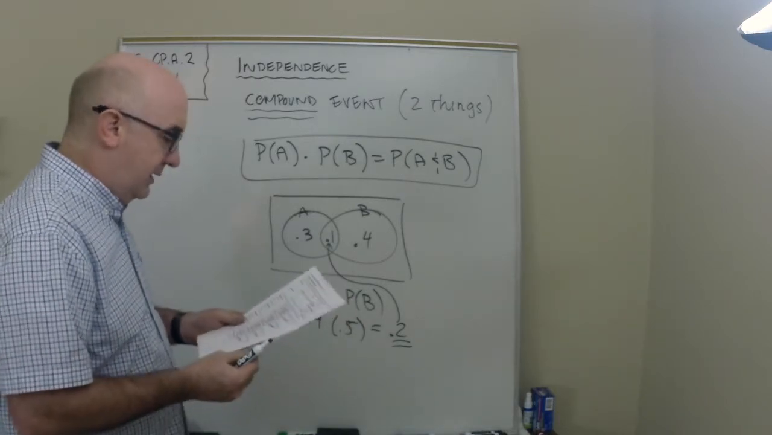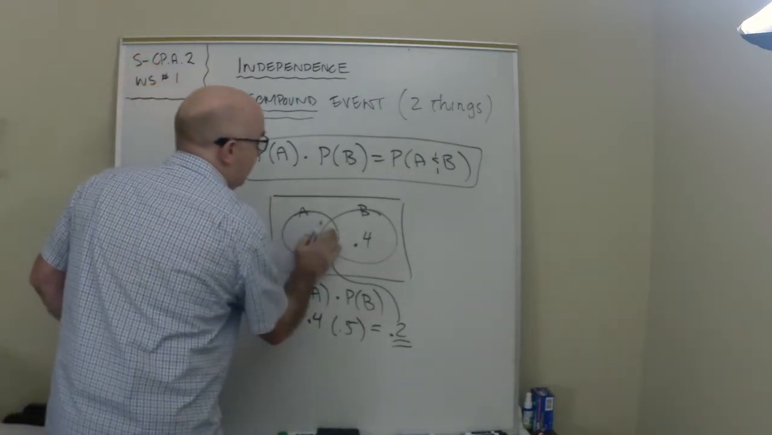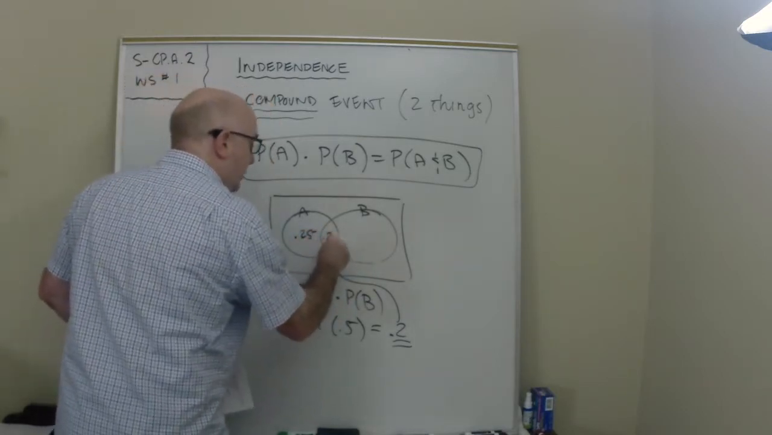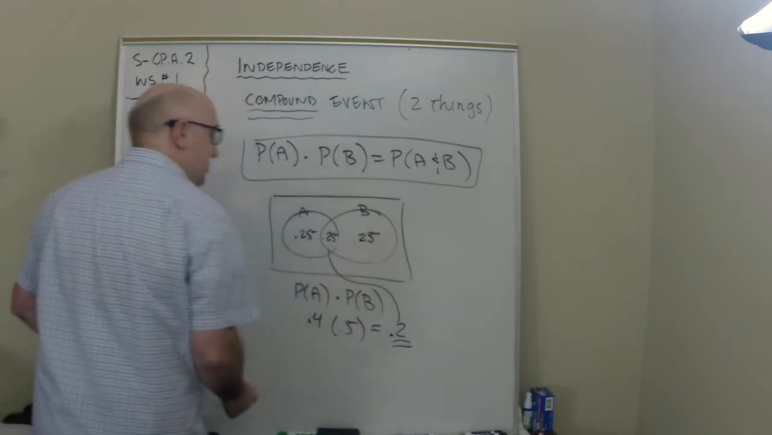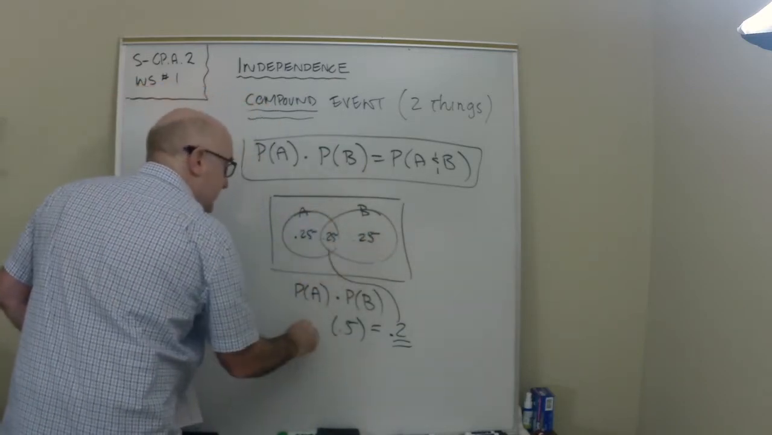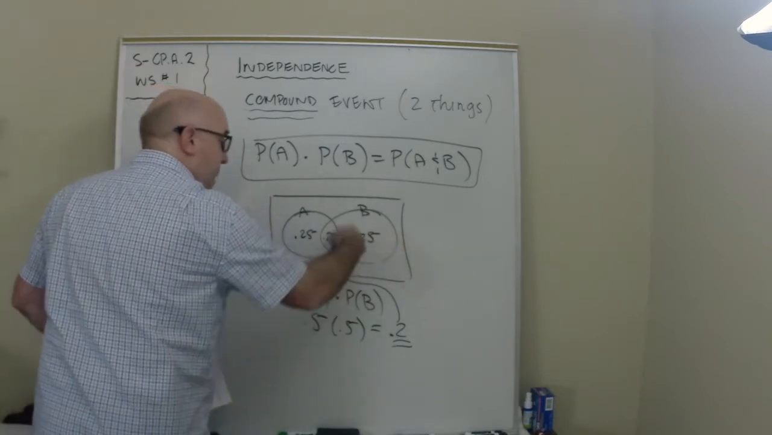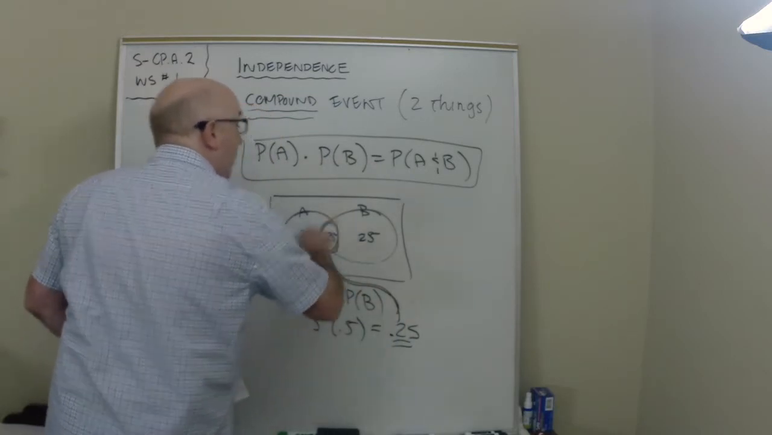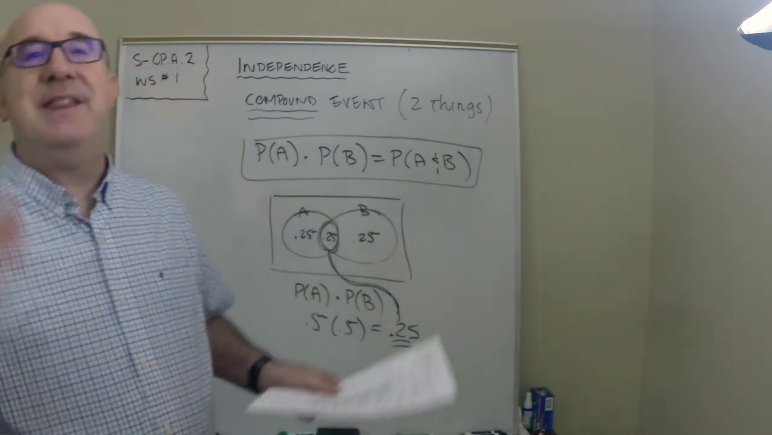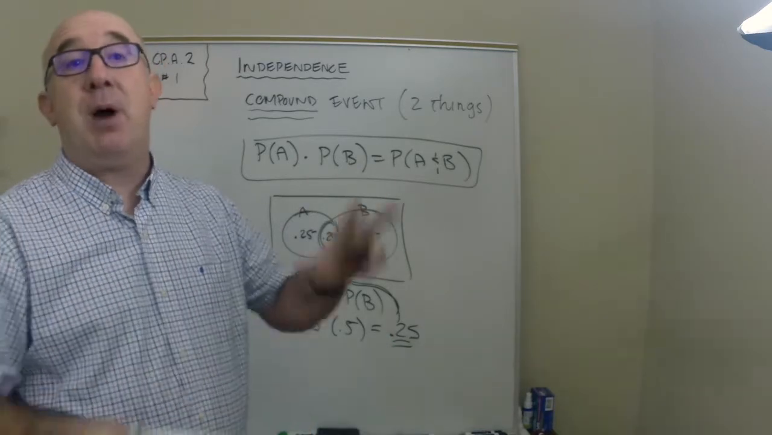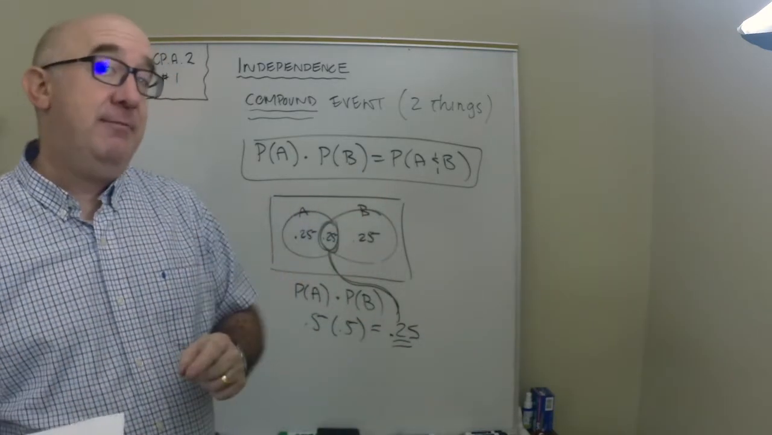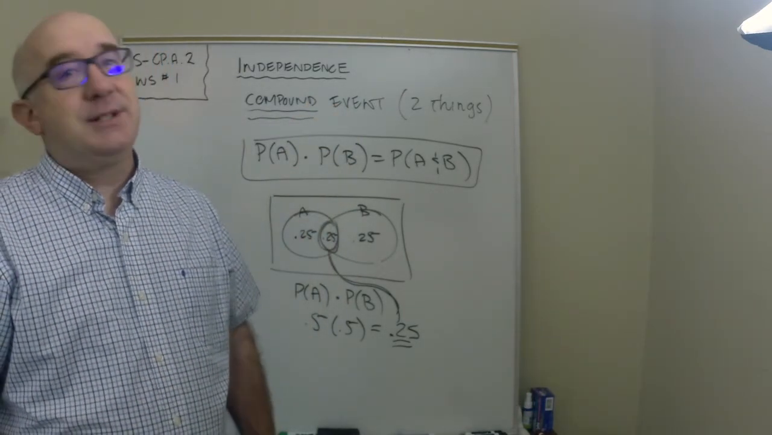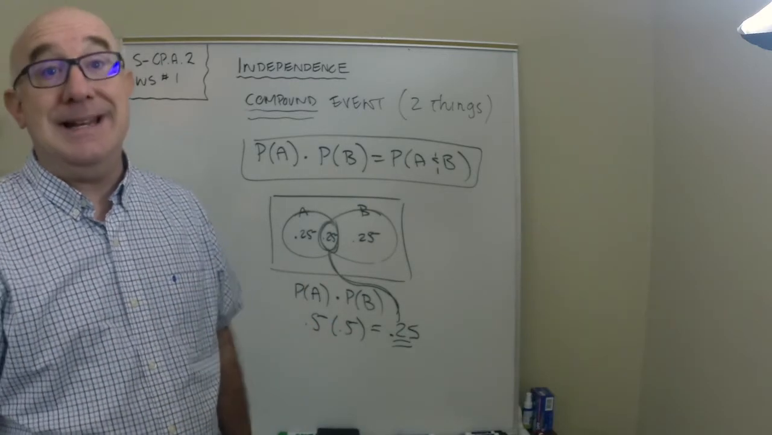Let me see if I can find a situation. Here's one. Let's see if this produces an independence. 0.25 here, 0.25 here, 0.25 here. So the probability of A is 0.5. The probability of B is 0.5, and they do equal 0.25. Whatever A and B are in this environment, they are independent because the probability of A times the probability of B gave me the probability of A and B. If they don't, something got changed and they are no longer independent of each other.